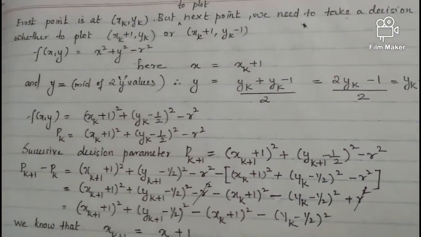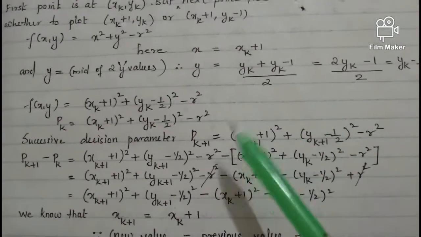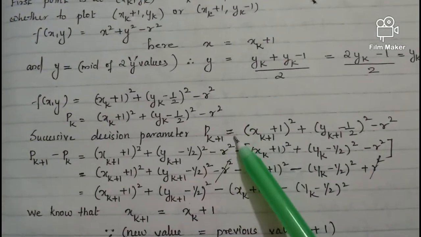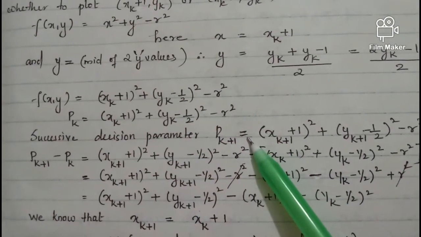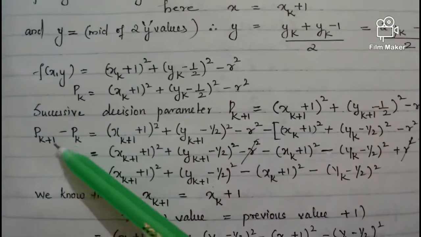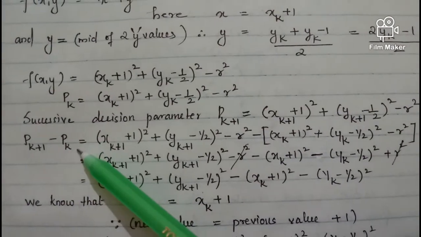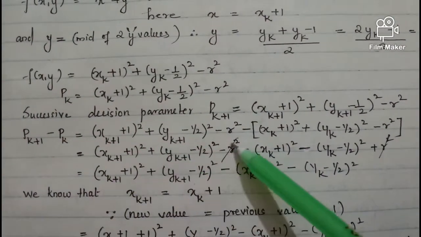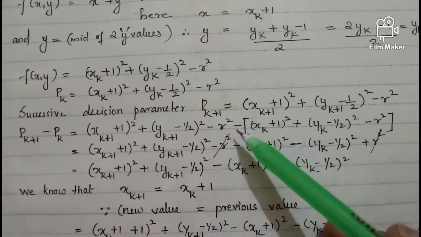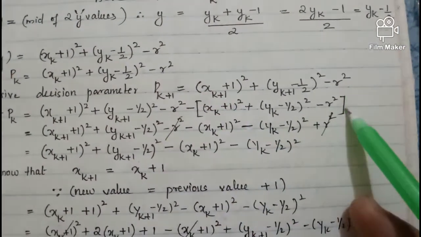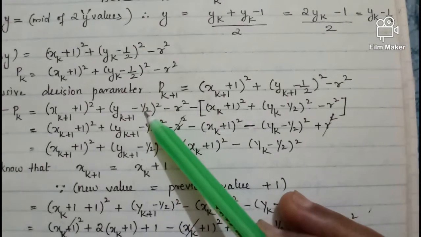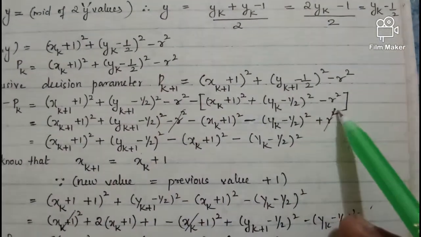So now we know the values of pk and pk plus 1. Once these two values are computed, I am going to subtract the value of pk from pk plus 1. So in the next line we will write pk plus 1 minus pk. So first write the value of pk plus 1. From this value we will be subtracting the value of pk. So minus the value of pk. So this is the value of pk plus 1 minus value of pk.